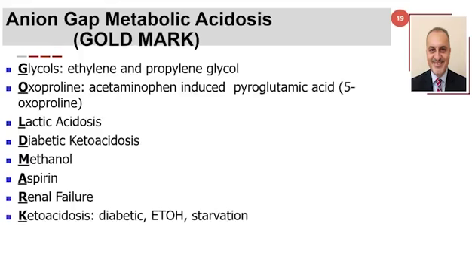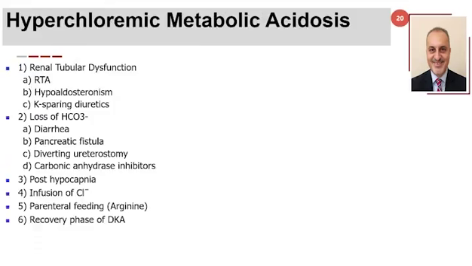That's a different lecture. Now, the second type of metabolic acidosis is called the hyperchloremic or the non-anion gap metabolic acidosis. And you can see this in renal tubular dysfunction, such as RTA, renal tubular acidosis, in hypoaldosteronism and potassium-sparing diuretics, or if there is an excess loss of bicarbonate, and you see that primarily in excess diarrhea, pancreatic fistulas, diverting ureterostomies, or carbonic anhydrase inhibitors. There is also, you can see that in hypocapnia.